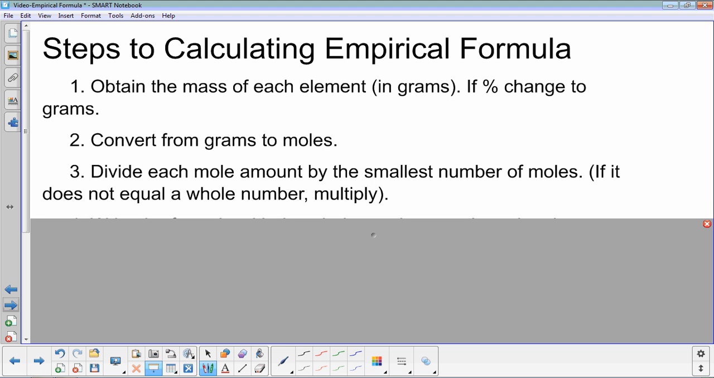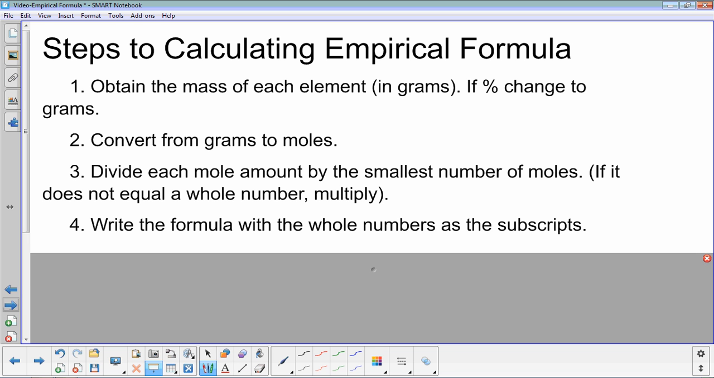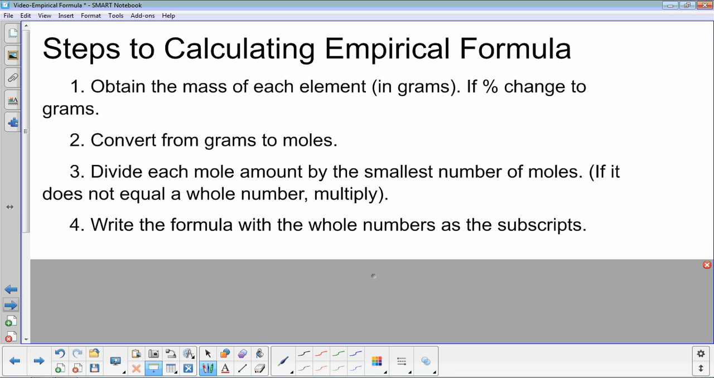Okay. Step 3 is to divide each mole amount by the smallest number of moles, and if it doesn't equal a whole number, you need to multiply. We're going to do one example that requires the multiplication, and this is probably the most confusing step. It'll probably make more sense when we do an example question. The last step is to then write the formula with the whole number as the subscript. So let's go ahead and start a practice problem.